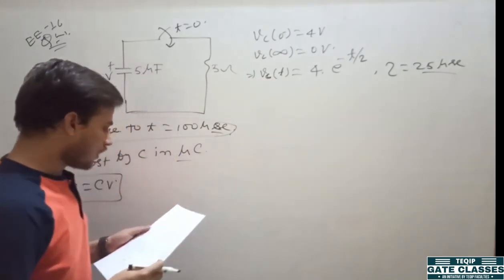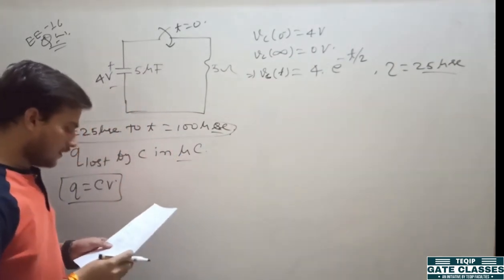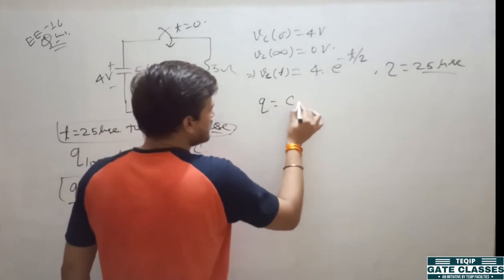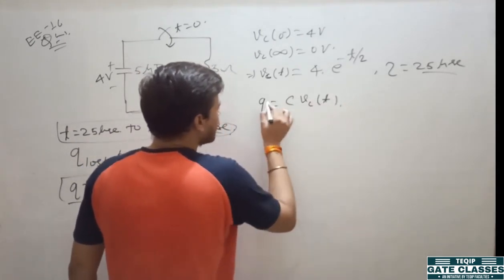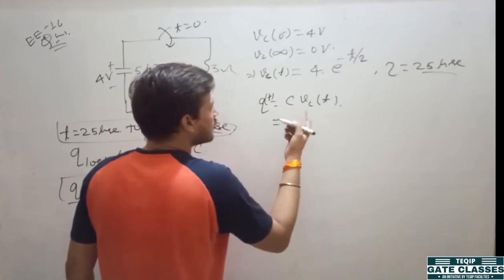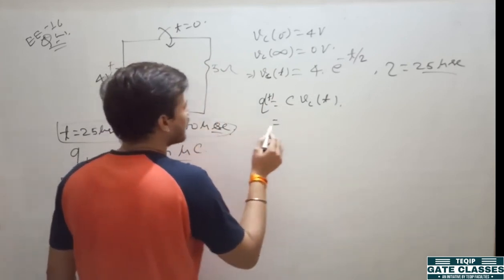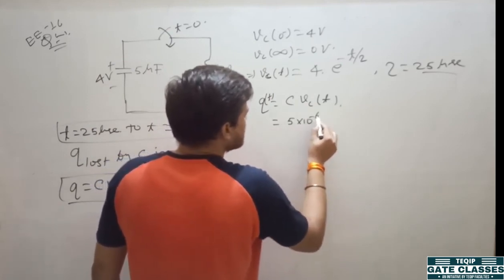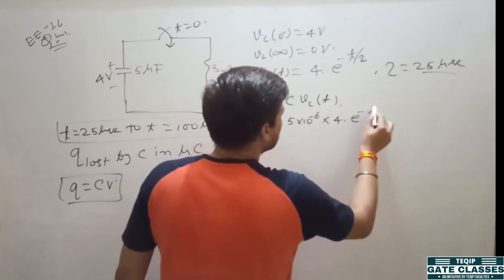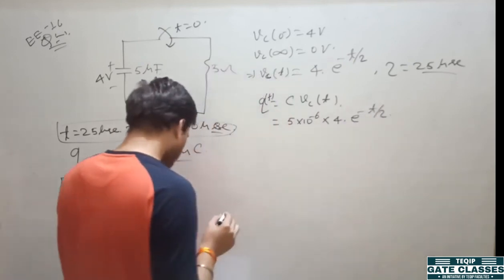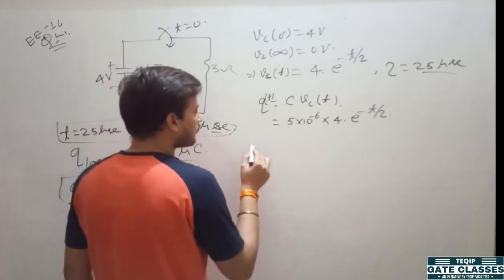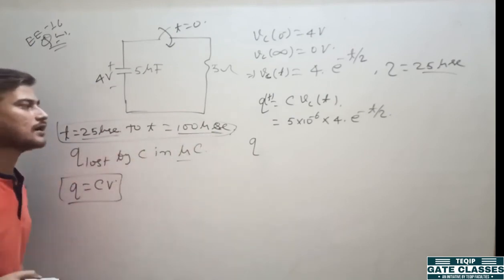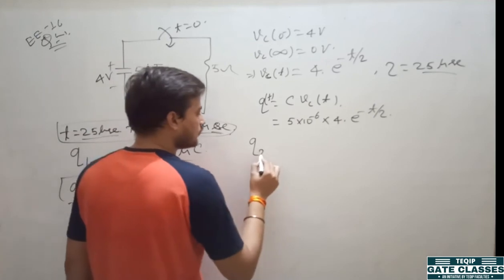So we got VC(t). Now we have to find the charge lost. Q is equal to C into VC(t). So the expression for charge Q(t) will be, with C equal to 5 microfarad, 5 into 10 to the power minus 6 into 4 into e to the power minus t by tau. Now we have to find the charge lost from 25 microsecond to 100 microsecond, so you write Q25 minus Q100.